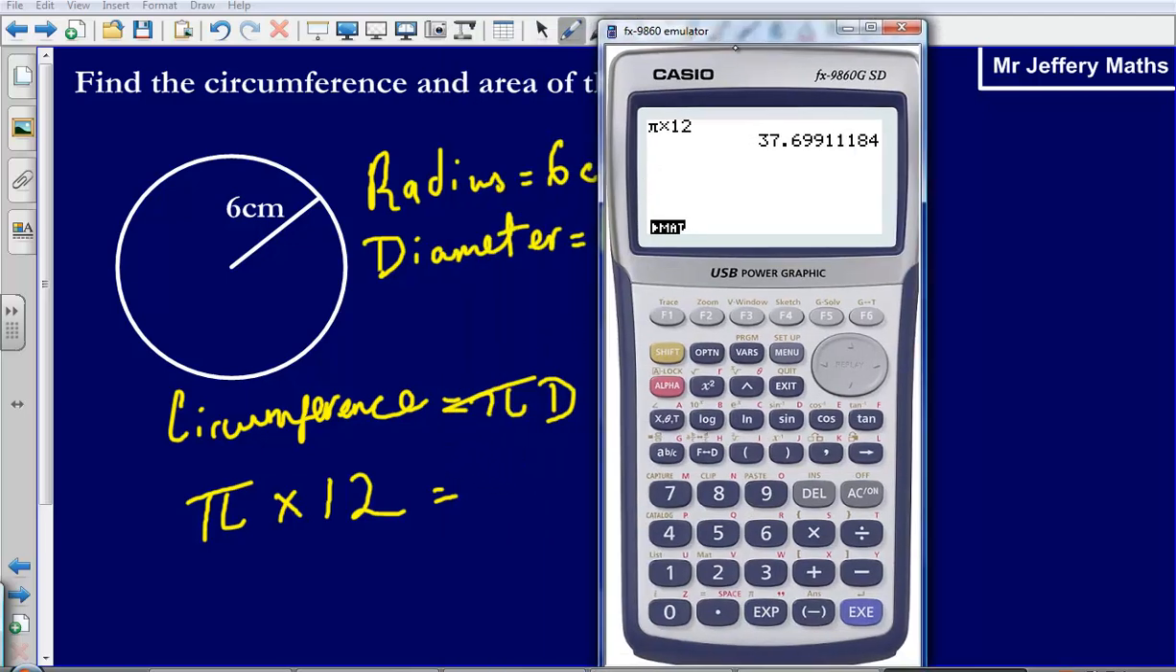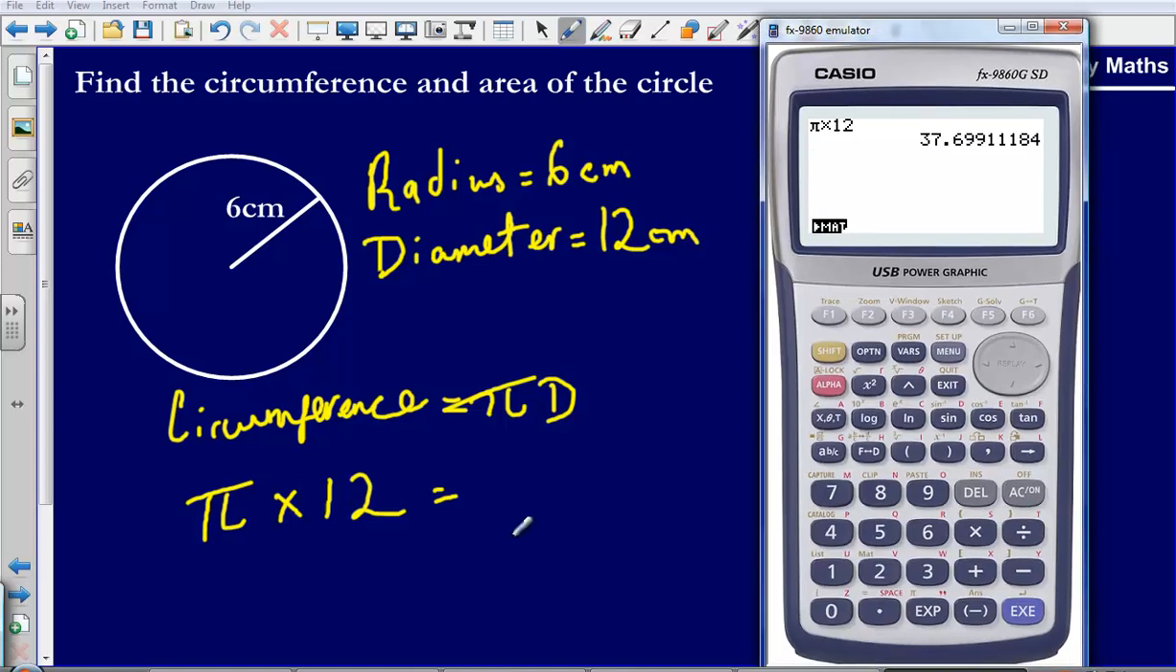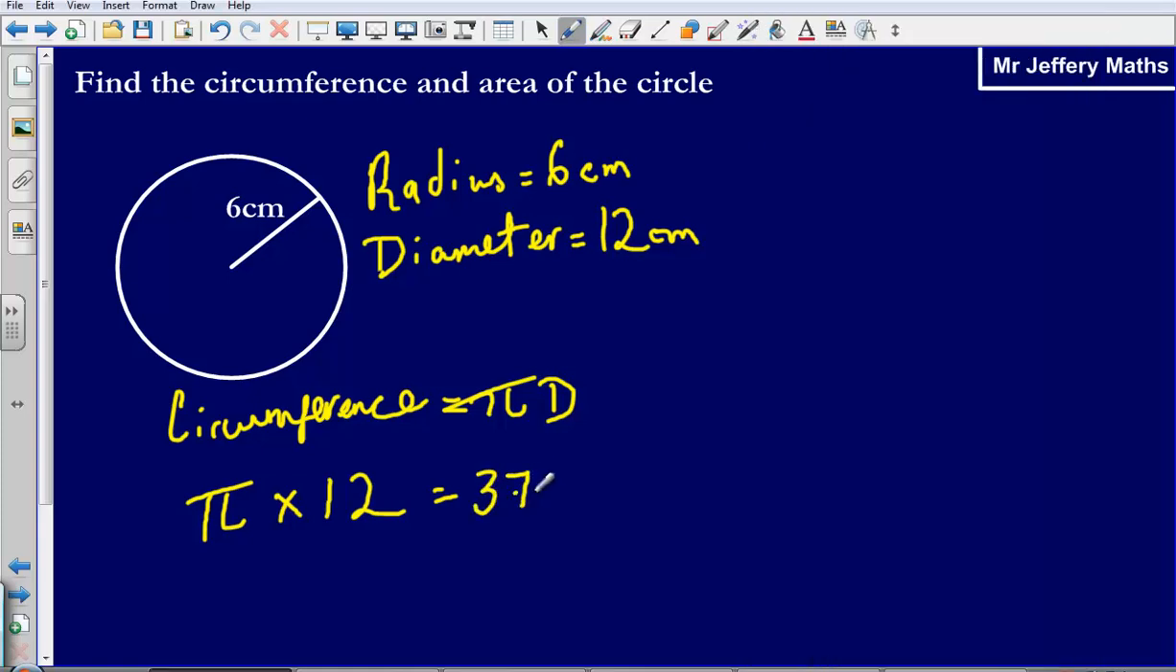It hasn't told us to give any degree of accuracy, so we'll just go to one decimal place. We'll say that is 37.7 centimetres. So remember that the circumference is simply the distance around the edge, and so the circumference here is 37.7, and that's centimetres because we're just simply measuring a length, we're measuring a distance.